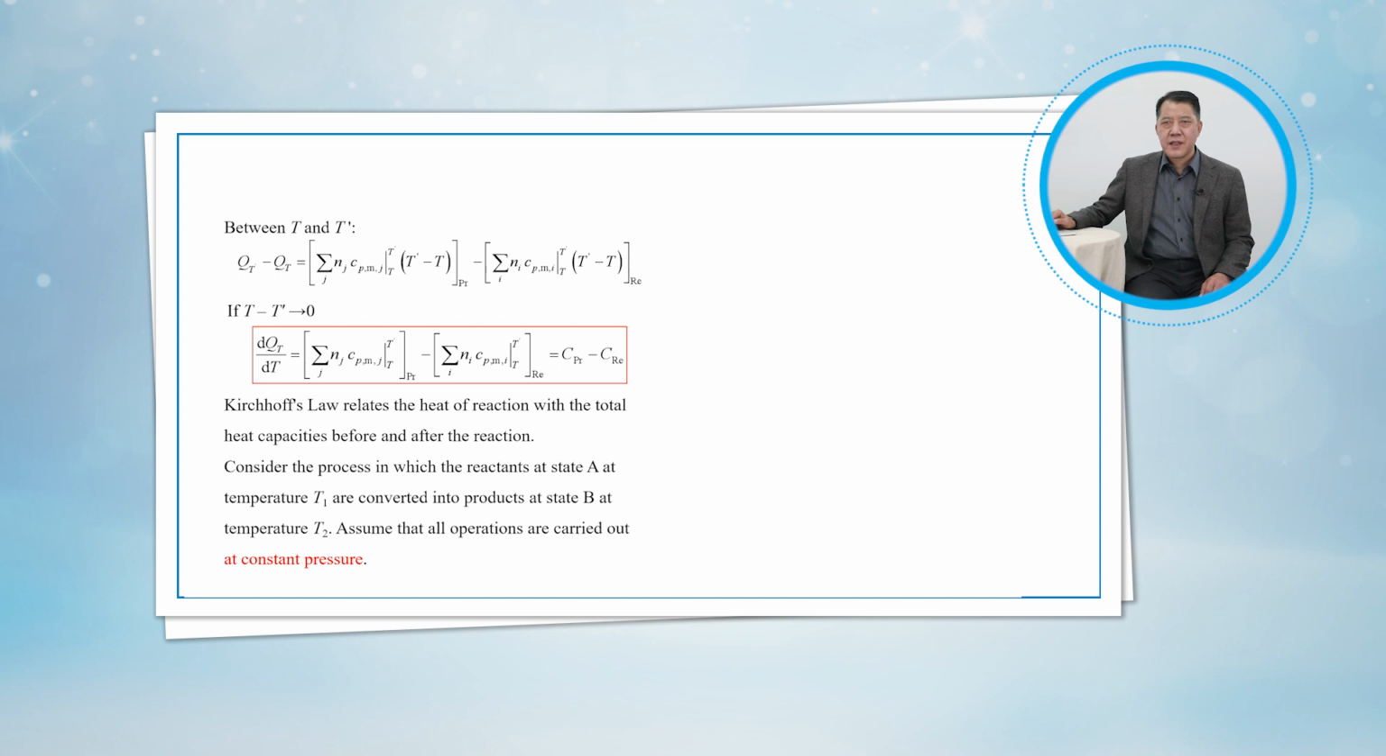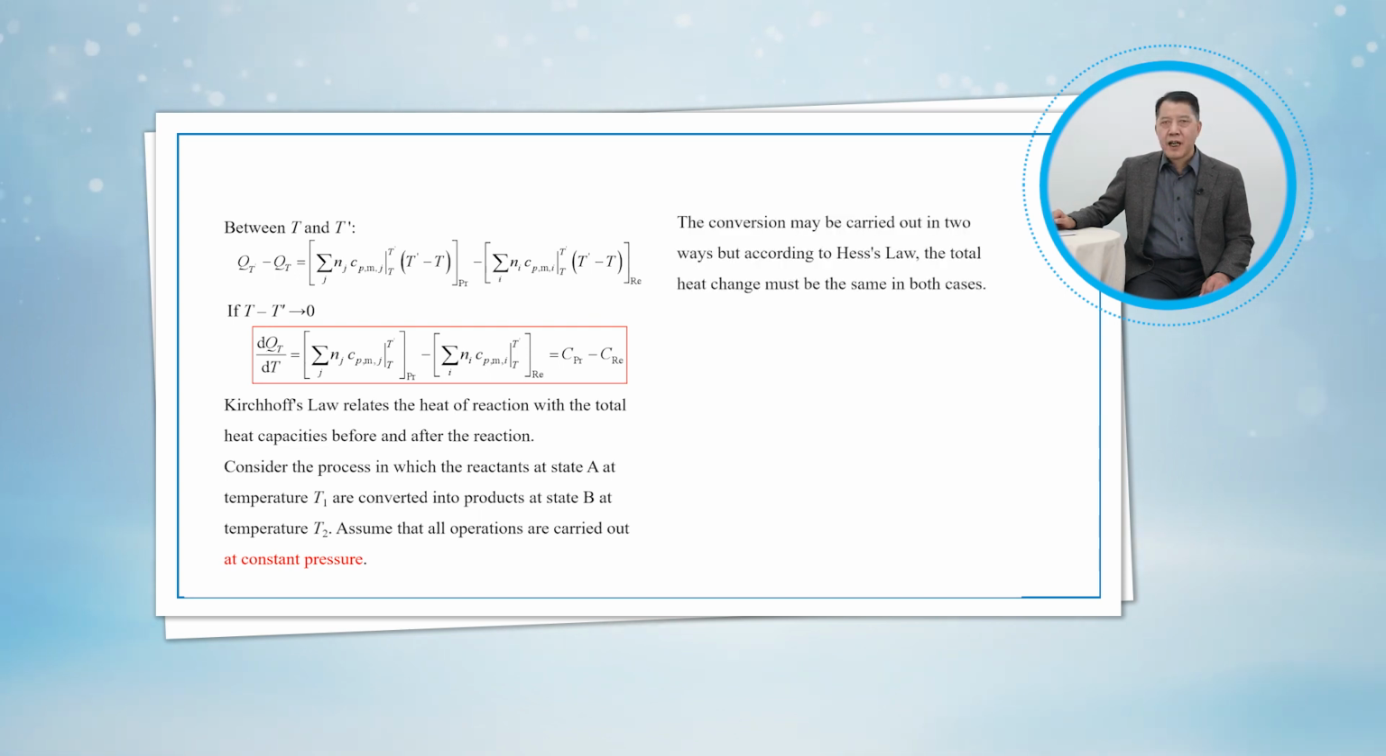Consider the process in which the reactants at state A and temperature T1 are converted into products at state B at temperature T2. Assume that all operations are carried out at constant pressure. The conversion may be carried out in two ways, but according to Hess's law, the total heat change must be the same in both cases.